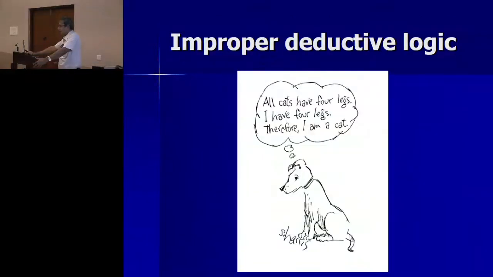Deductive logic also is problematic. So all cats have 4 legs, I have 4 legs, therefore I am a cat. So here the problem is you have to have all the premises correct. You have to have all the rules before you. You can't just follow one rule, because there may be competing rules or competing principles. So you have to have all the principles in front of you that are relevant. But more or less, with deductive logic, if you have the premises, then the conclusion will follow.